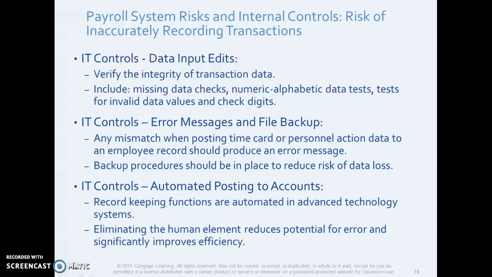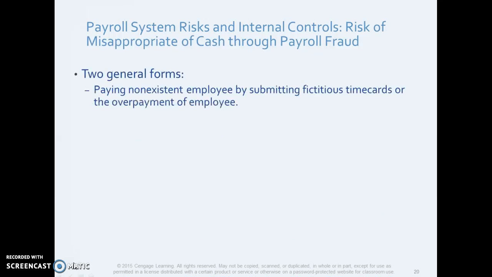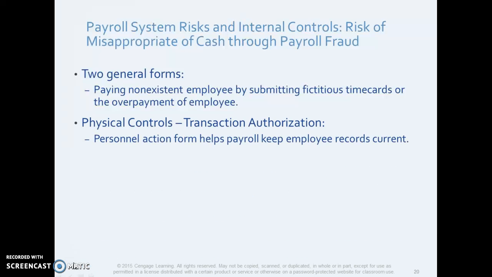IT controls also include automated posting to accounts, so record keeping functions are automated in advanced technology. Eliminating that human element reduces potential for error and significantly improves efficiency. So, what are the kind of risks that we still have? Two general forms: paying non-existing employees by submitting fictitious time cards, or the overpayment of an employee.